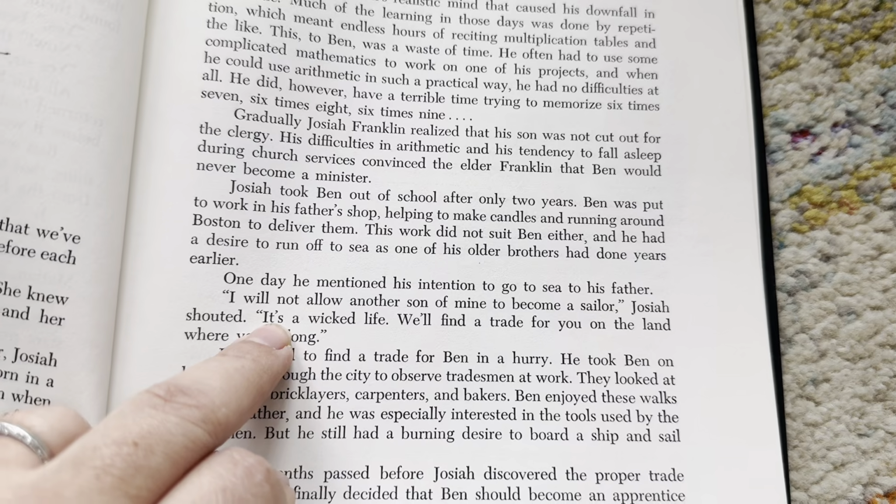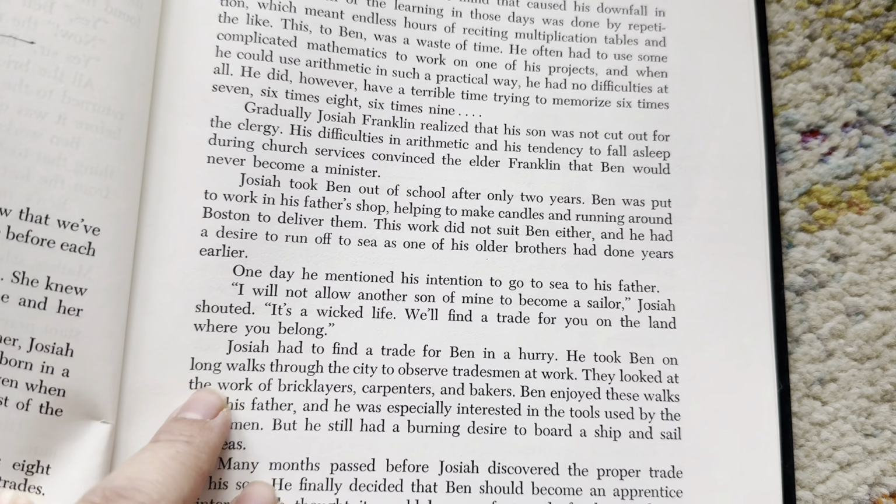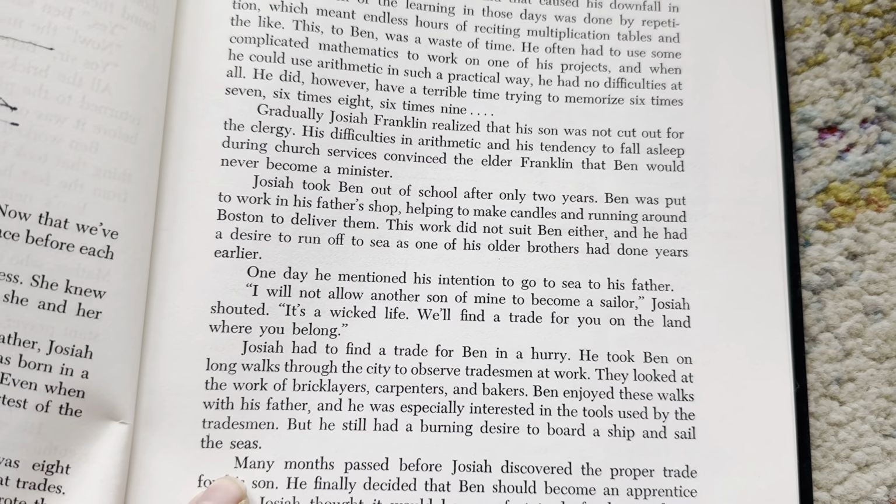I will not allow another son of mine to become a sailor. It's a wicked life. We'll find a trade for you on the land where you belong.